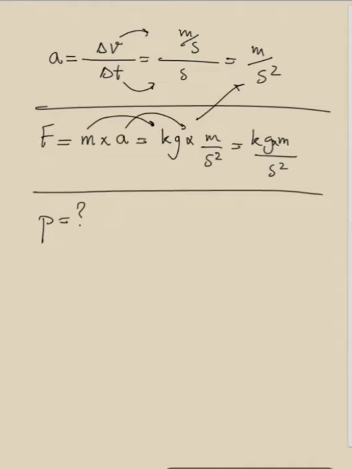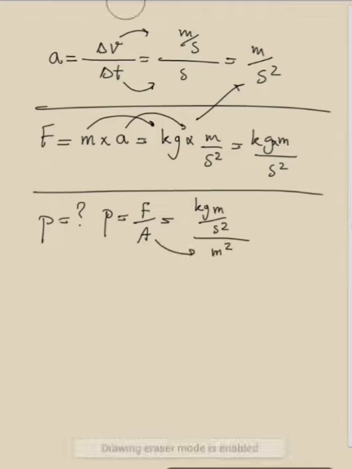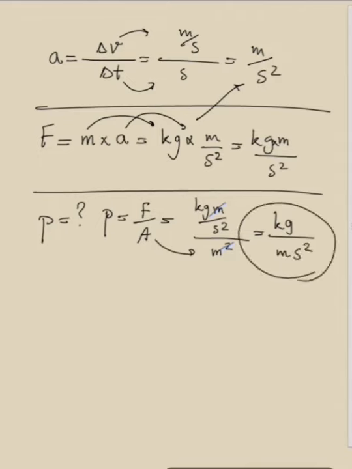What is the unit of pressure? Think about it. Well, pressure is defined as force divided by area. The unit of force is kilogram meter over second squared, and the unit of area is meter squared. So as you see here, meters cancel each other, and what is left is kilogram over meter second squared. So this is the unit of pressure.